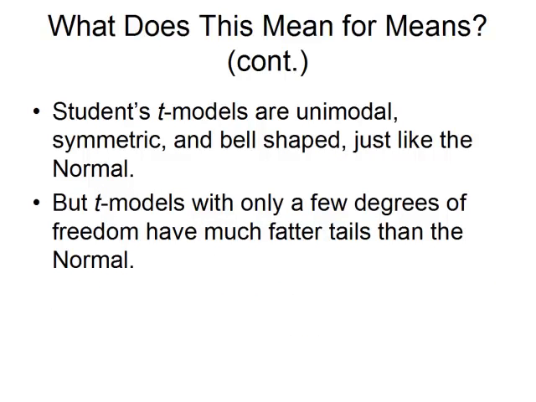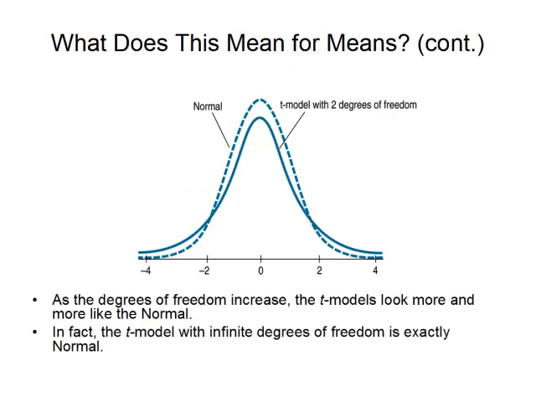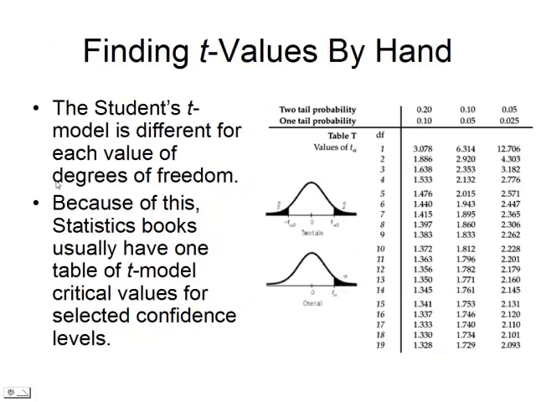Student's T models are unimodal, symmetric, and bell-shaped, just like the normal. But T models with only a few degrees of freedom have much fatter tails than the normal. So we have a normal model, which is the dotted line, and we have the solid curve, which is the T model with 2 degrees of freedom. As the degrees of freedom increase, the T models look more and more like the normal. In fact, the T model with infinite degrees of freedom is exactly normal. The Student's T model is different for each value of degrees of freedom. Because of this, statistics books usually have one table of T model critical values for selected confidence intervals.